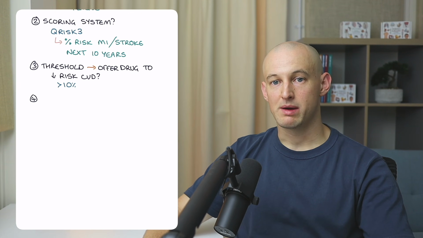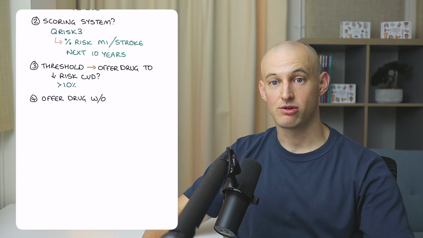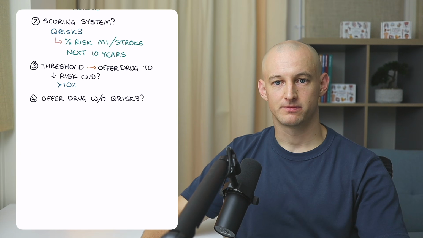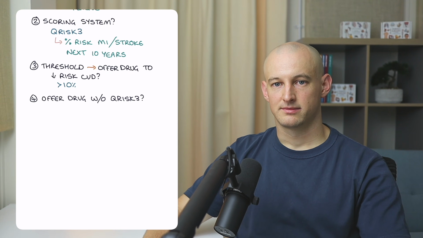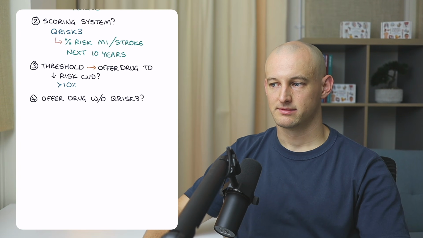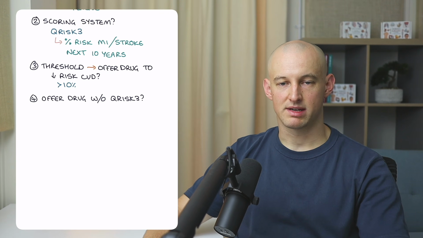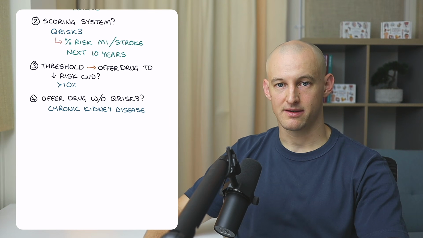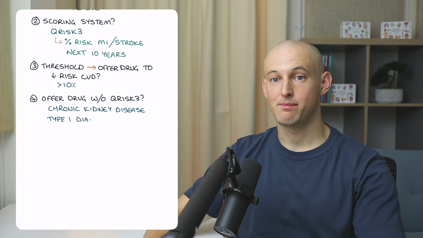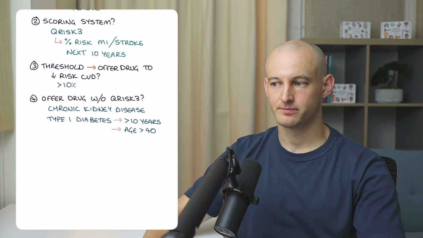Question 4. When would you offer statins or drug treatment to reduce their risk without calculating the Q-risk-3 score? There's two groups of patients where you don't need to calculate the Q-risk-3 score, you just give them statins. That is patients with chronic kidney disease and patients with type 1 diabetes who've had the condition for more than 10 years or they're older than 40.